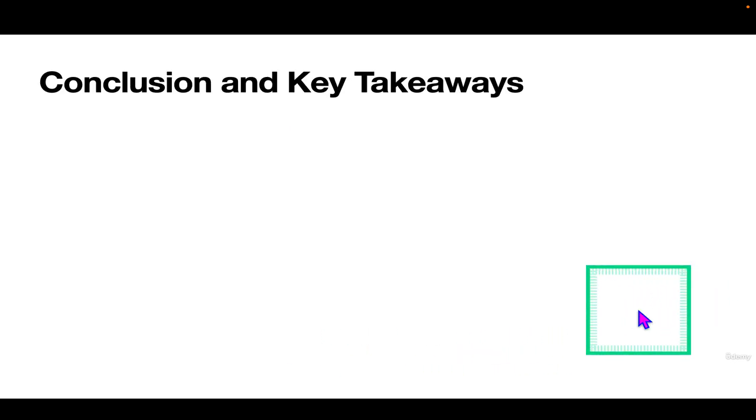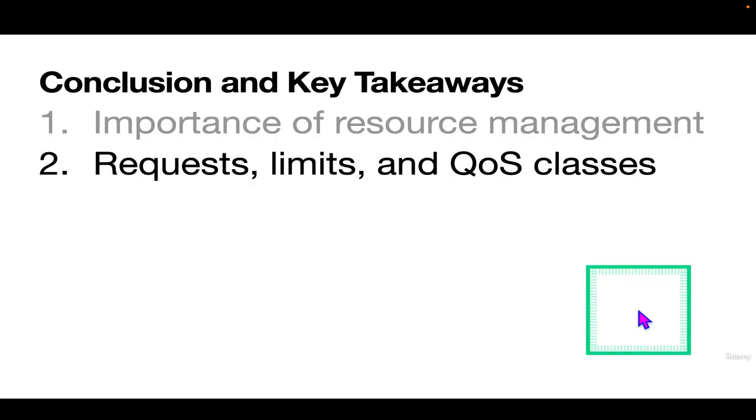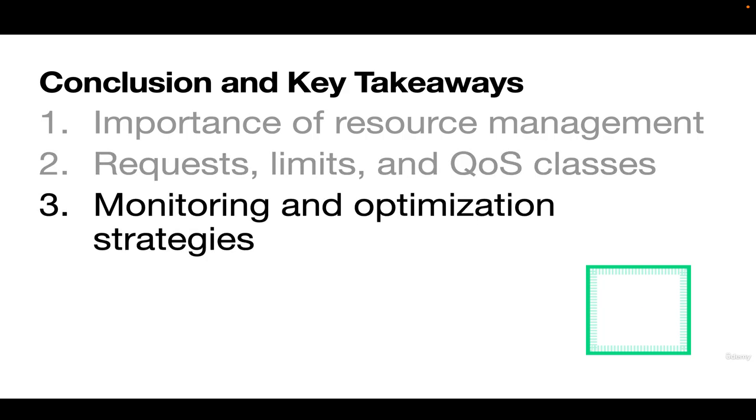So, conclusion and key takeaways. Resource management importance: effective resource management is crucial for ensuring efficient utilization of cluster resources and maintaining application performance in Kubernetes environments. Requests, limits and quality of service classes: understanding and properly configuring them are fundamental to successful resource management.